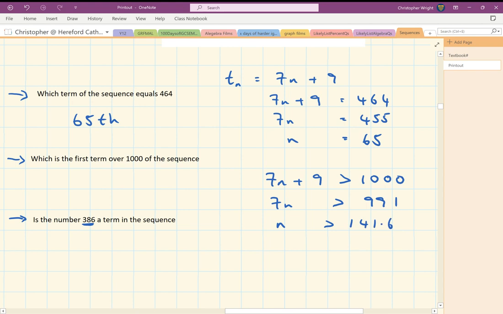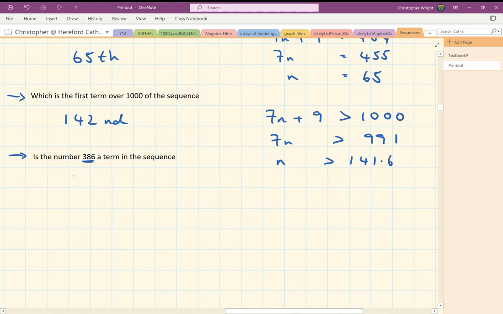That means that the 141st term would be less than 1,000. And in order to give me a term of greater than 1,000, n must be at least 142. So the first term over 1,000 is the 142nd term. Lastly, how do I use my formula for the nth term, the formula Tn equals 7n plus 9, to ascertain whether or not 386 is a member of my sequence?